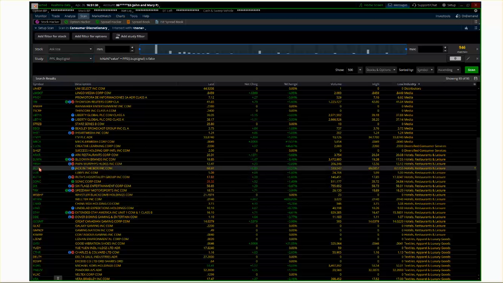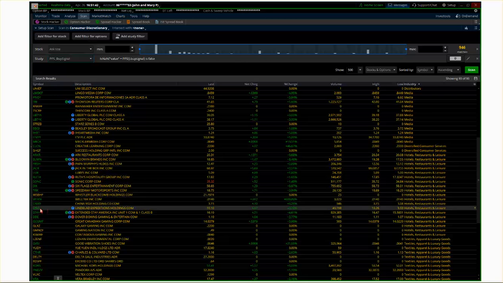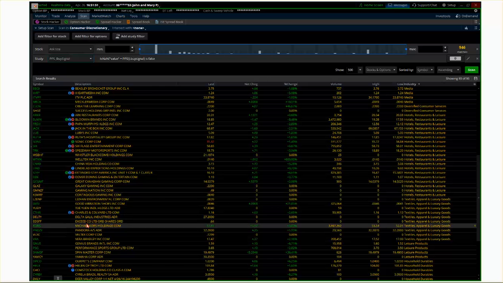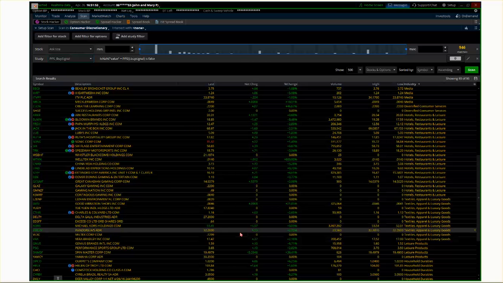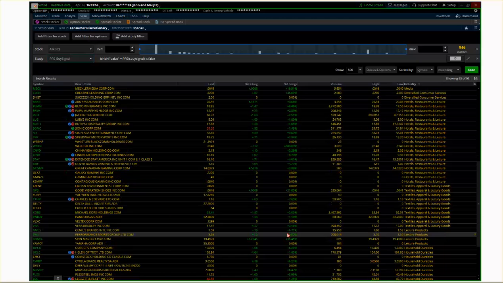We can see restaurants here. You see Sonic, Ruth's Chris, Jack in the Box. I don't see Chipotle Mexican Grill. And then as we move on down the list, textile and apparel luxury goods. I'm not looking for a lot of names. Michael Kors, here's Kors, up 3% today.